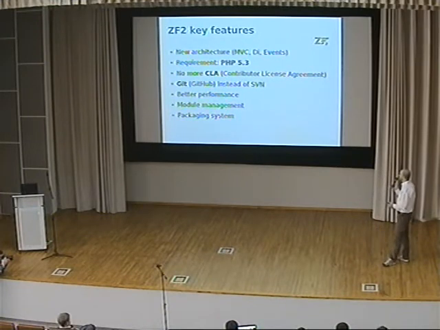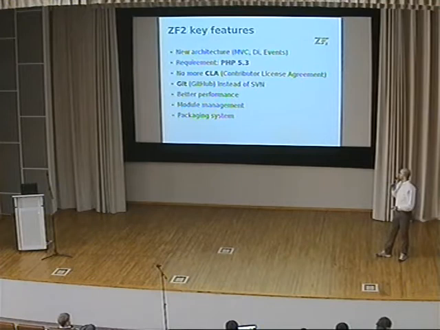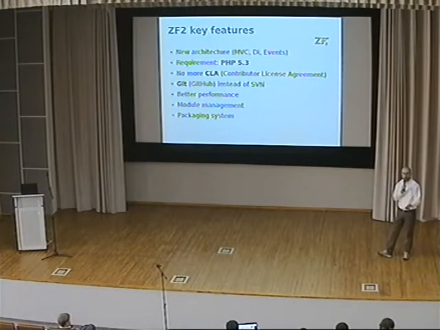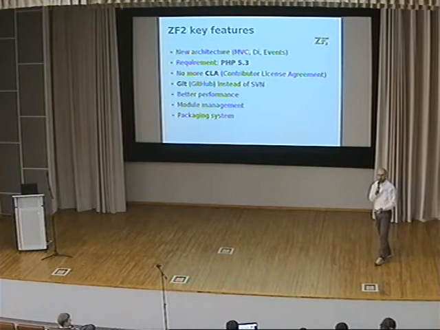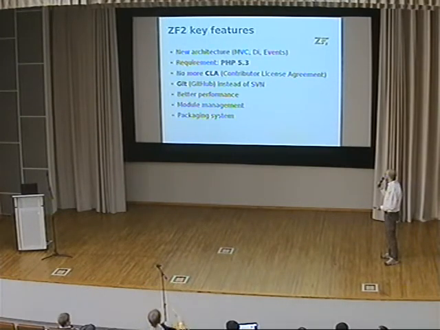The requirement for Zend Framework 2 is PHP 5.3. So that means that basically Zend Framework 2 is not backward compatible to Zend Framework 1. We don't have anymore the contributor license agreement. So if you want to contribute to the Zend Framework 2 project, you don't have to sign any kind of documents. You just use GitHub, and that is very, very easy to do. So we are not using anymore SVN, we are using GitHub.